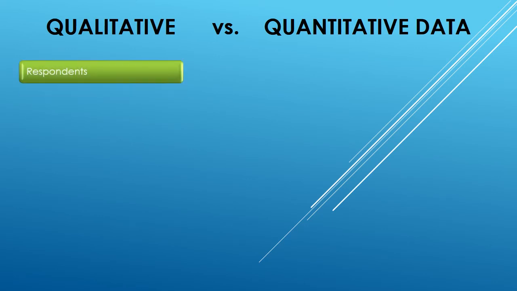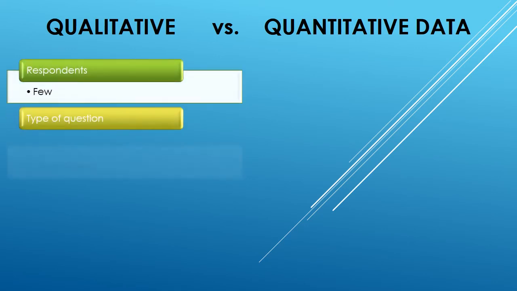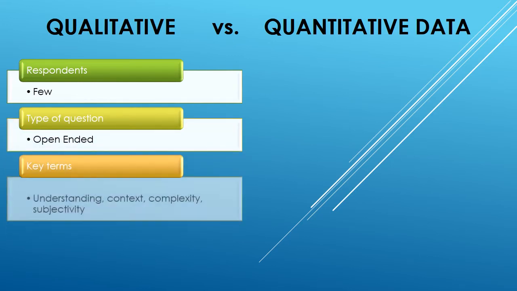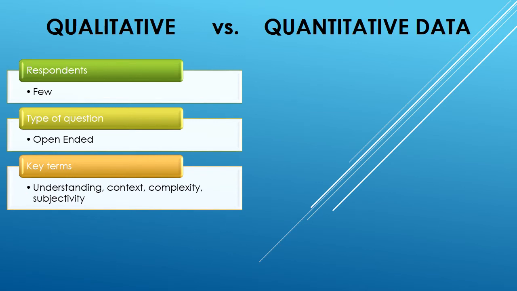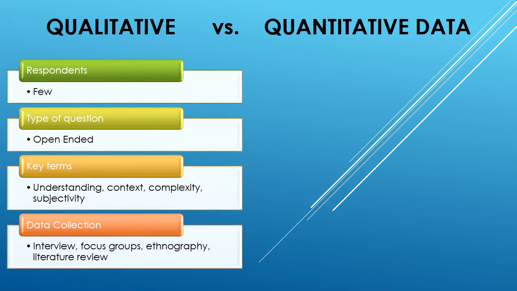The respondents in qualitative research are few. The type of question is open-ended, and the key terms are understanding, context, complexity, and subjectivity. Data is usually gathered through interviews, focus groups, ethnography, and literature review.